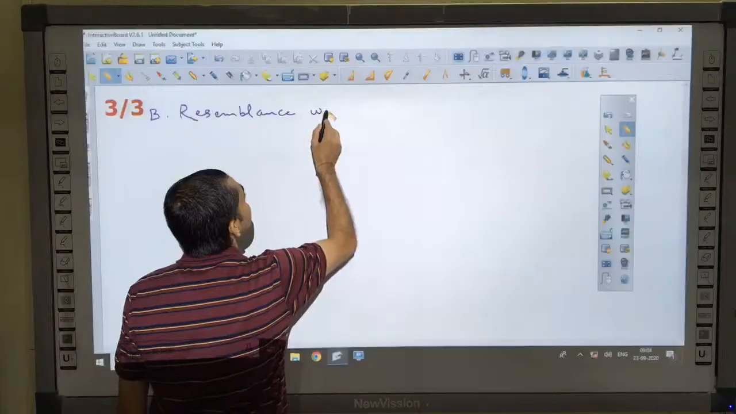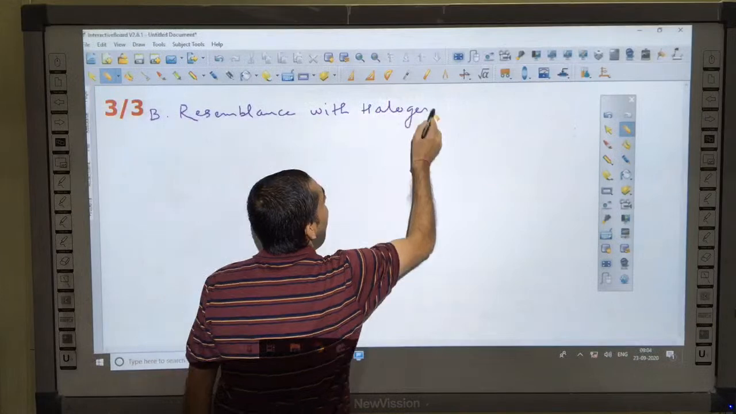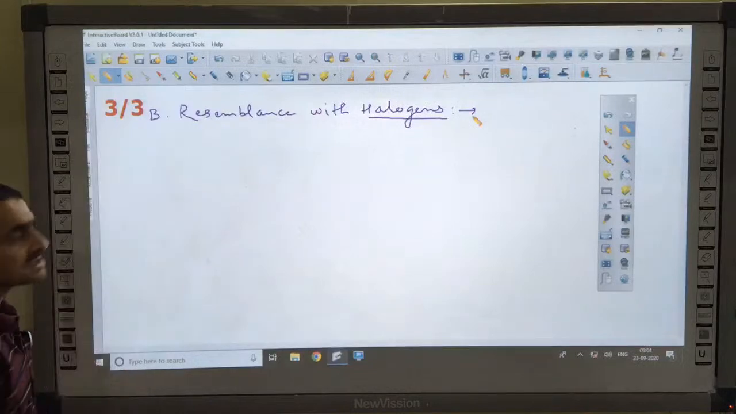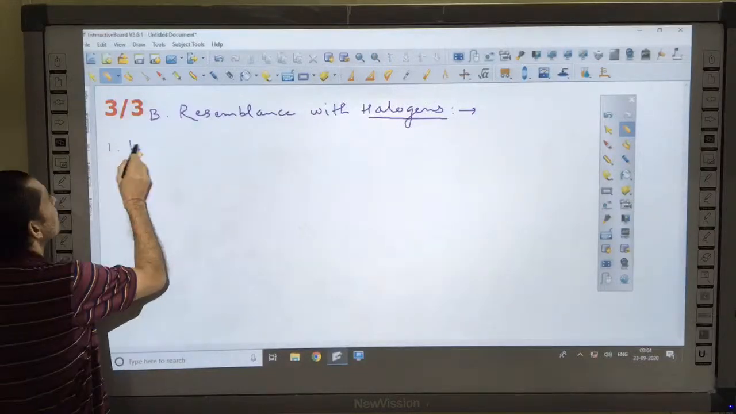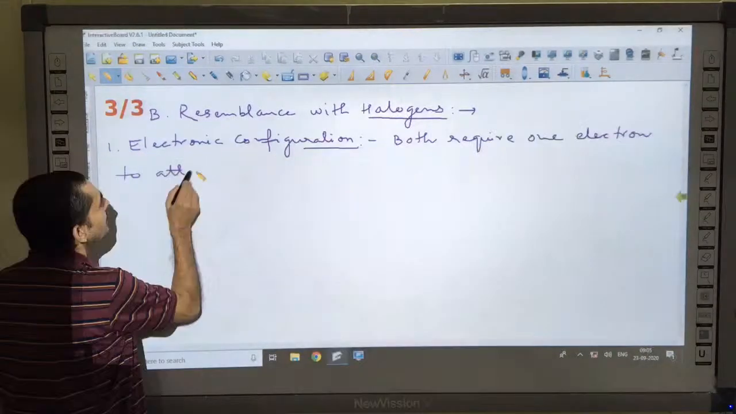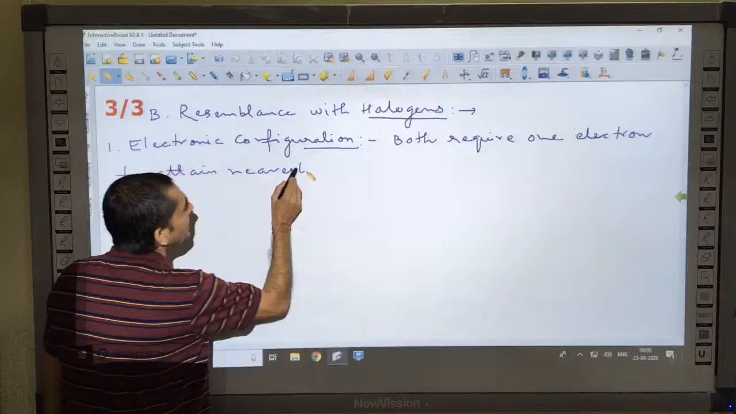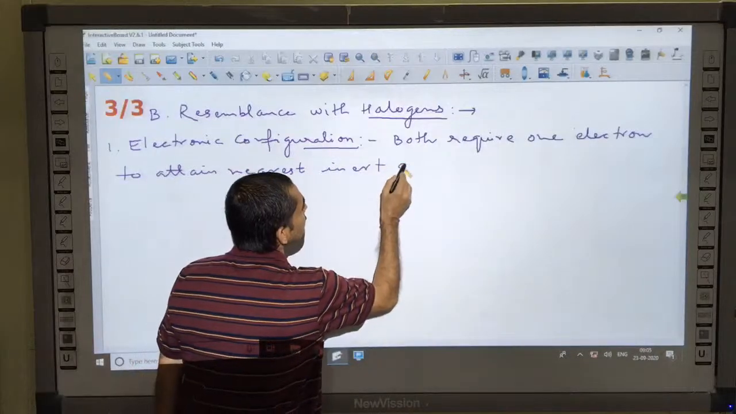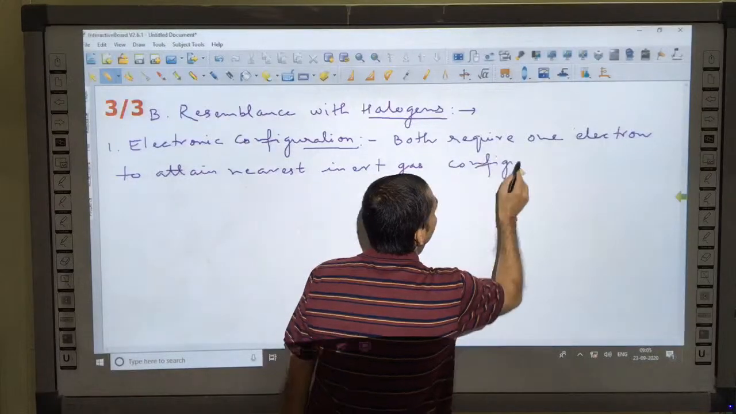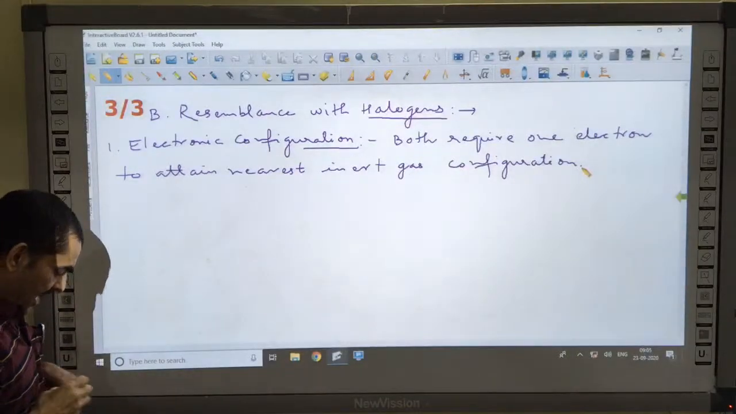Okay, now let us see hydrogen's resemblance with halogens. Number 1st, electronic configuration, to attain the nearest inert gas configuration. Now you can see both need one electron to acquire the nearest inert gas configuration.